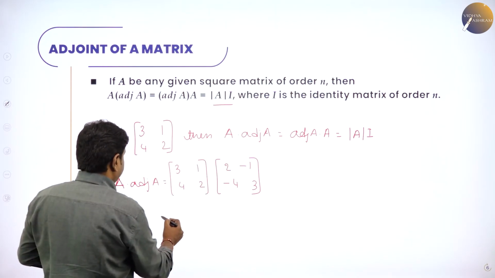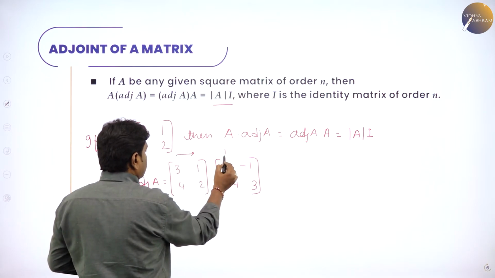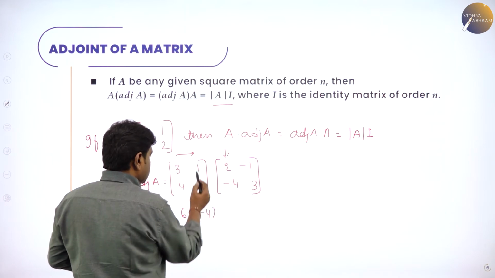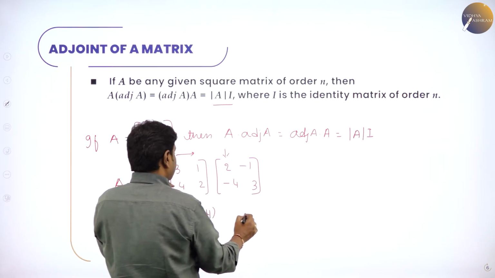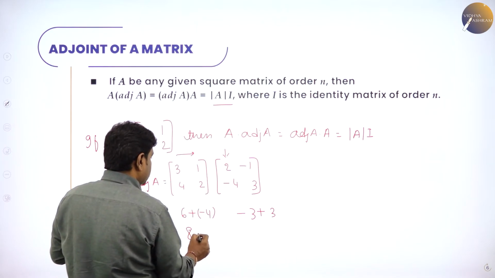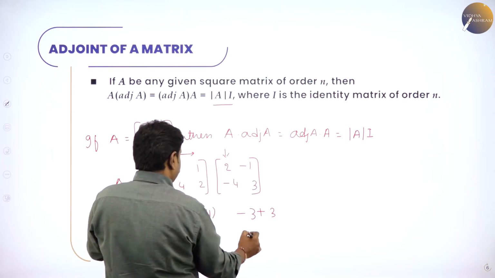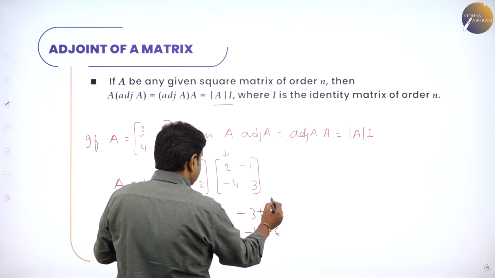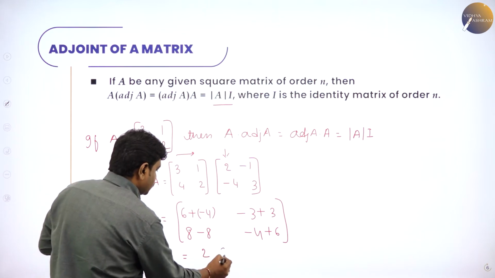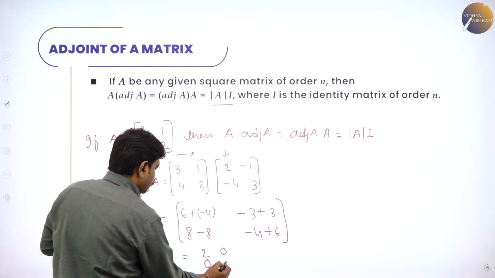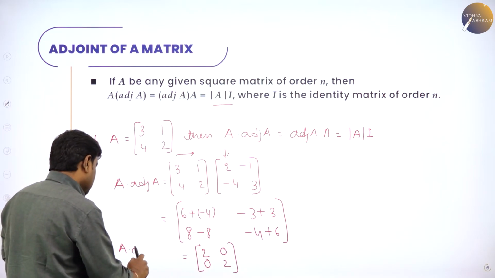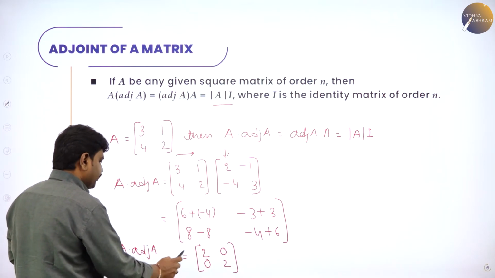So now multiply first row with first column, 3 2s are 6 plus 1 into -4. First row with second column, -3 plus 3. Then second row with first column, 4 2s are 8, -8, and -4 plus 6. Simplify this. So 6 minus 4 is 2, 0 and 0, 2. So now we got A into adjoint A, which is exactly [2, 0; 0, 2].